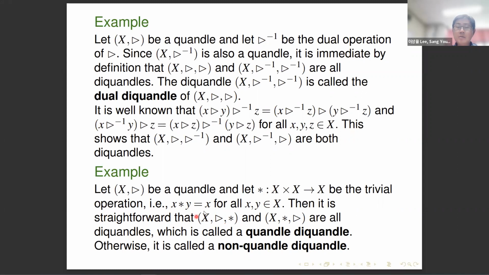Actually, this is isomorphic to the quandles because this operation is trivial like this. Otherwise, it is called non-quandle diquandle. So, in this sense, all quandles can be regarded as diquandles.